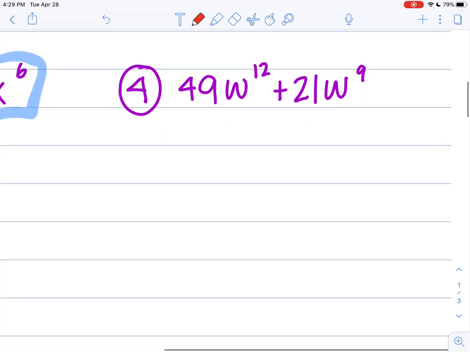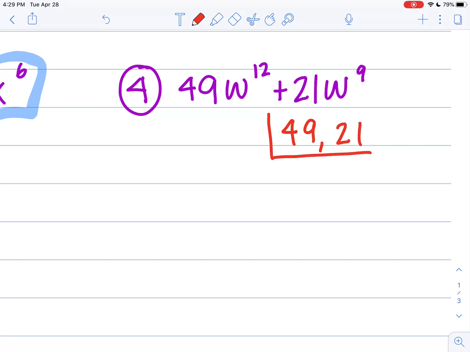Okay, number 4. 49 and 21. So I know that 7 goes into both of those. So we're left with 7 and 3. When we divide that, 49 divided by 7 is 7, 21 divided by 7 is 3. So I'm going to divide out a 7. And I'm left with a 7 here, plus 3 here, parenthesis.